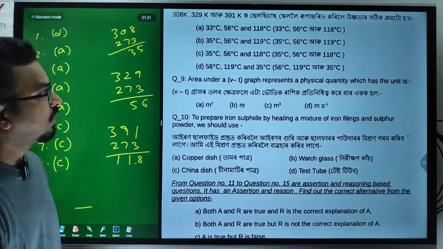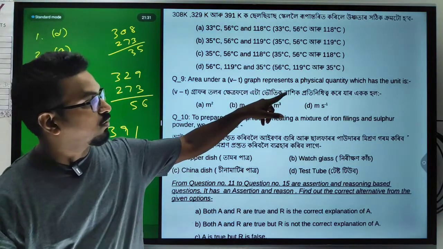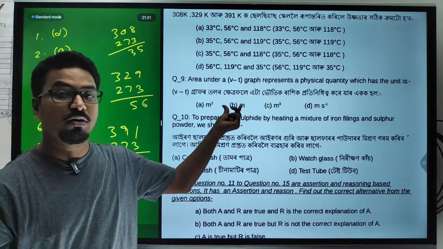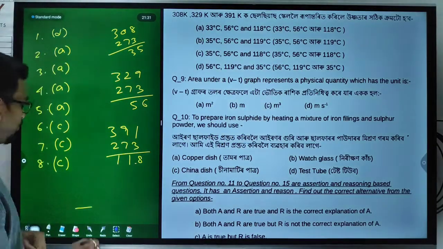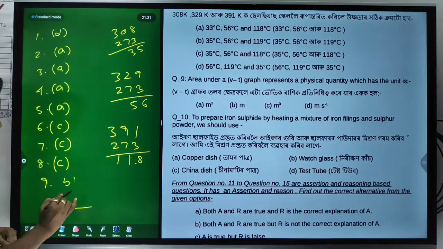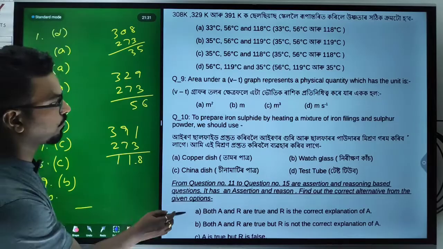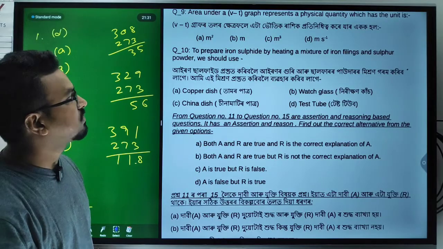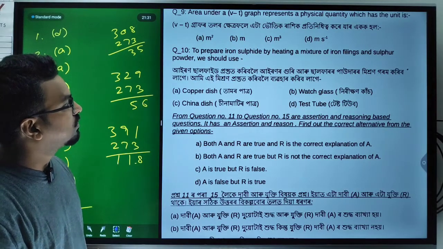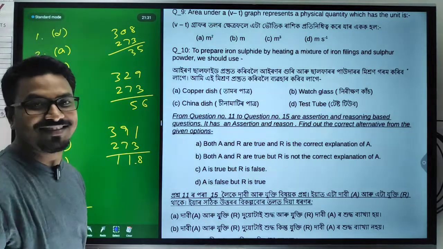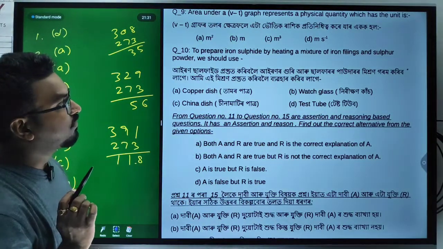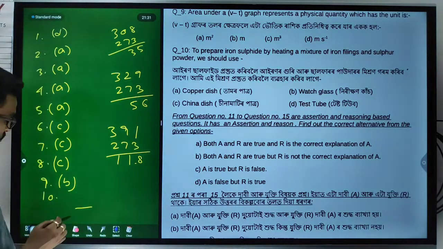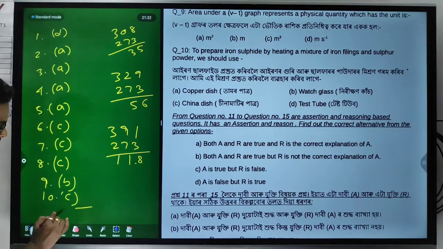Next, area under velocity time graph represents a physical quantity which has the unit of meter. Physical quantity will be in meter. So question number 9 is option B. Question number 10. To prepare iron sulfide by heating a mixture of iron filling and sulfur powder, we have to use China dish. So question number 10 is option C.